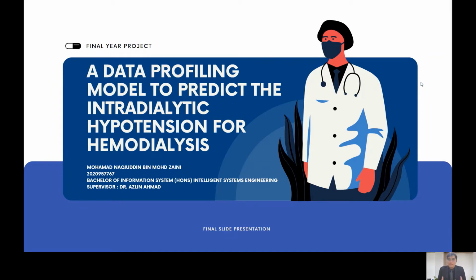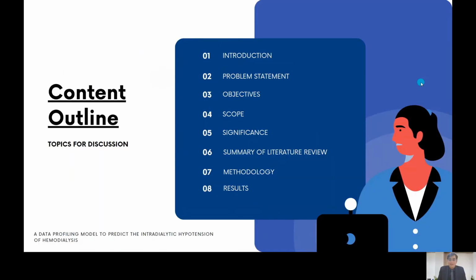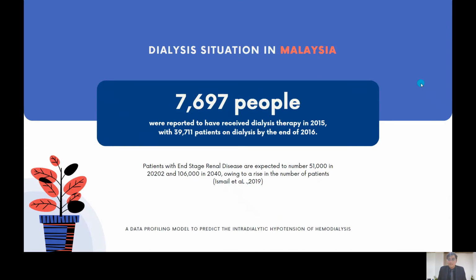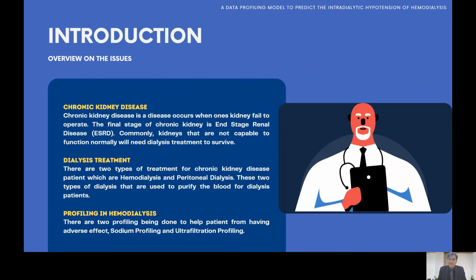Bismillahirrahmanirrahim, let's begin. First and foremost, for your information, my final year project title has been extended a little bit. It has become a data profiling model to predict the intradialytic hypotension for hemodialysis, which is much more precise and much more concise. In this project presentation, we will cover 8 subtopics: first, introduction, problem statement, objective, scope, significance, summary of literature review, methodology, and last but not least, the results. These are basically the additional facts regarding the dialysis situation in Malaysia. Let's get to it. So first, introduction.